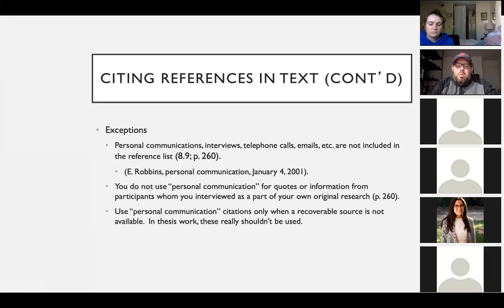We do want to use personal communication citations only when a recoverable source is not available. So again, this is like if no one else has said it, then we would use a personal communication, and if they haven't written about it. So if they've written a blog, if they've done anything, if there's a newspaper article where they have said similar things, then your better choice is going to be to go to those and use those to pull into your work rather than doing personal communication. But if you can't, personal communication is a good fallback.